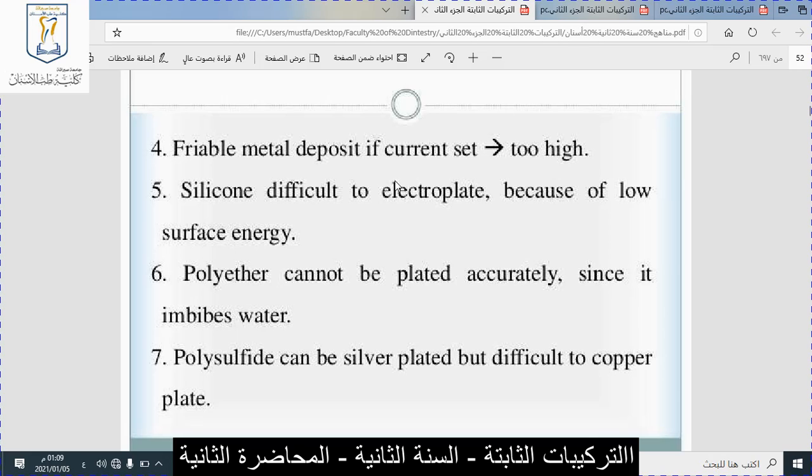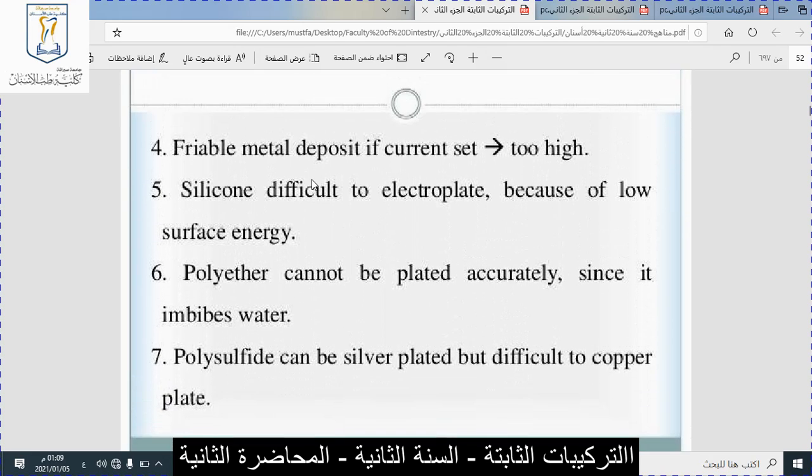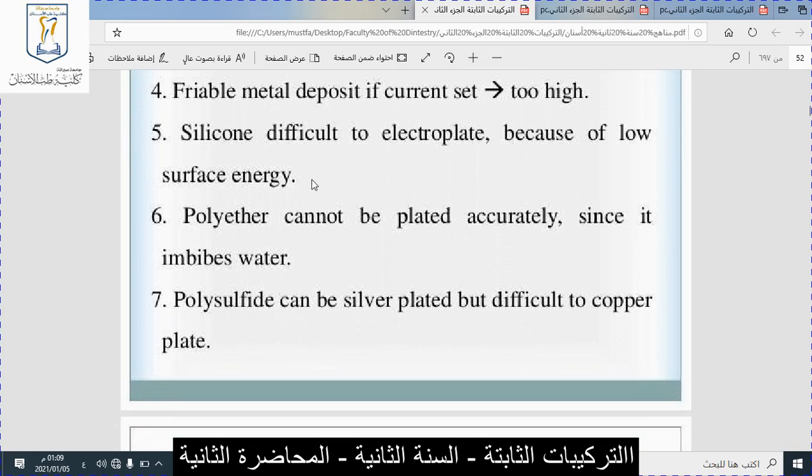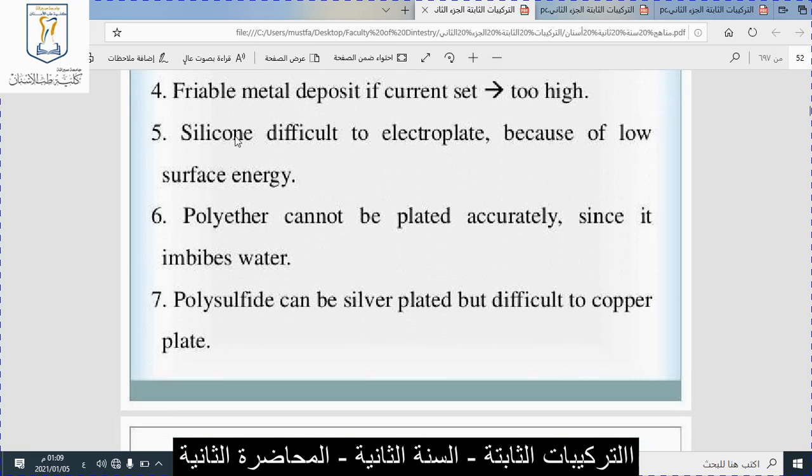Variable metal deposit if the current is set too high. Silicon is different because of low surface energy. So we have to know that during electroplating, we have to make the surface hydrophobic, not to absorb the solution and change the dimensions. And we have to make that surface sensitive to the electroplating.